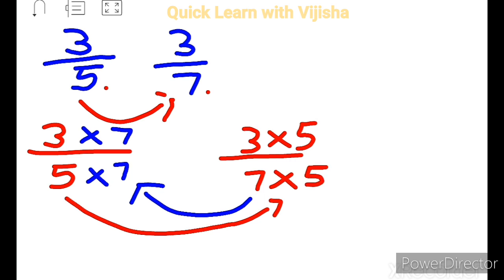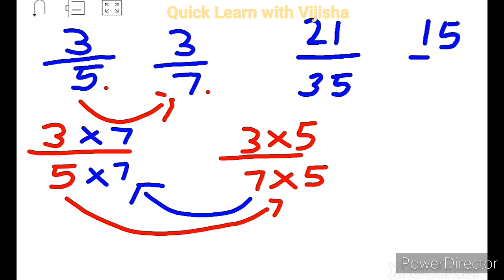What have we done? We have multiplied by 7 here and we have multiplied by 5 here. So what value are you getting? 3 sevens become 21 and 5 sevens become 35. And here 3 fives become 15 and 7 fives become 35. Now both your denominators are the same. So these are your like fractions. Understanding? Let's see the third question.